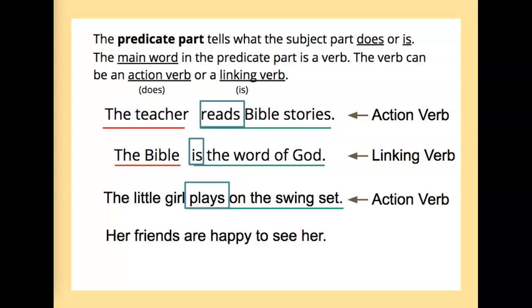Her friends are happy to see her. What is the predicate part in this sentence? It is are happy to see her. Then what's the main word in this predicate part? The verb are. Then is this verb an action verb or linking verb? Linking verb, because it is telling us what the subject is being.